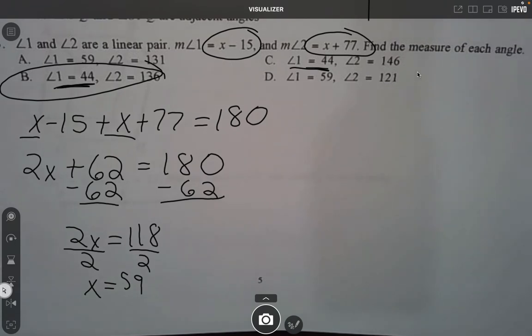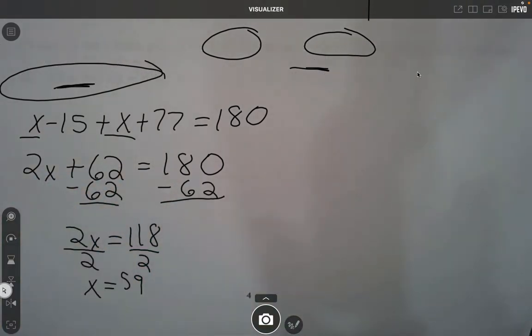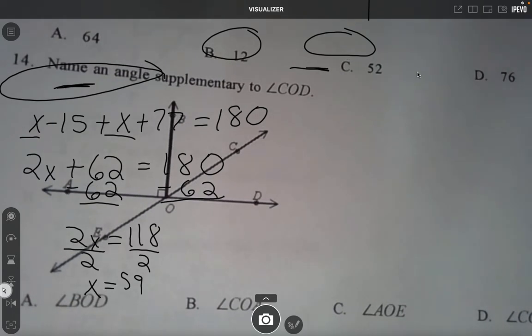All right, now let's keep going. Moving to the next page, we're on number 14. Number 14. No, that's the just dance. All right, name an angle supplementary.